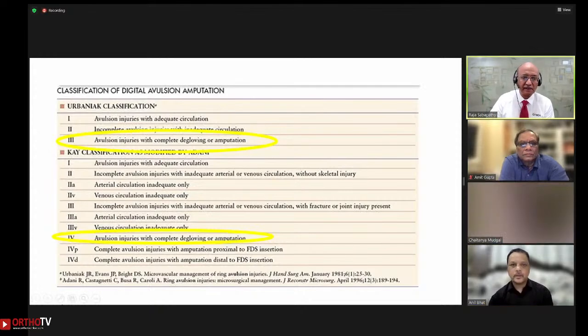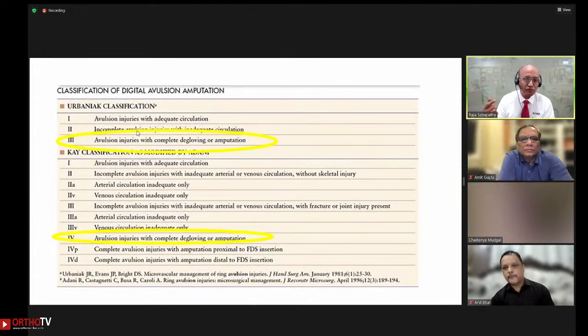We face this problem now and then. So we tell them that the first option, the best option, is replantation. And the question they ask is, will I feel and will it move? And because it's an avulsion through the DIP joint, that joint cannot move. So that means we need to fix it.